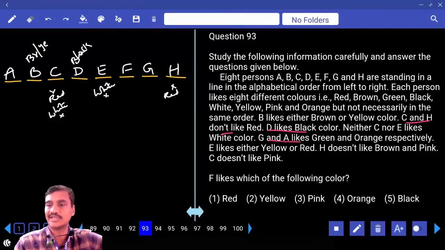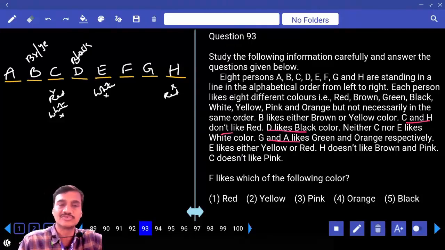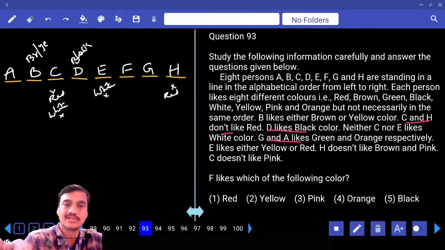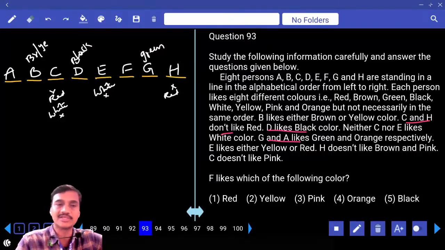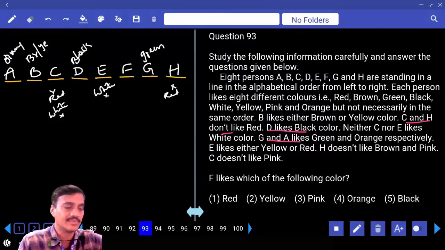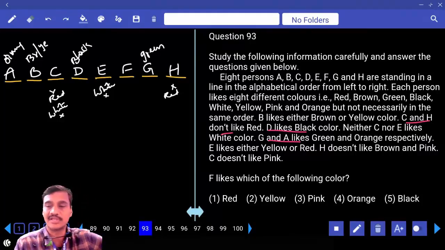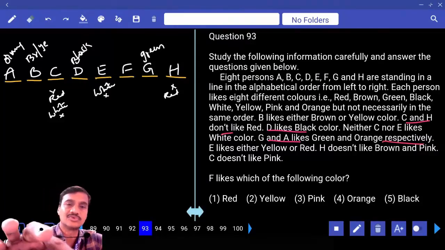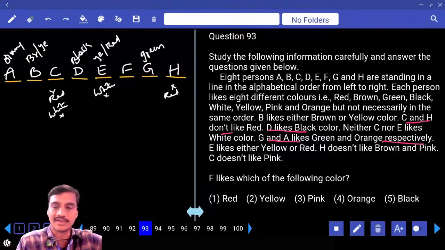And next one, G and A like green and orange respectively. G likes green color and A likes orange color, in the same order. E likes either yellow or red color.